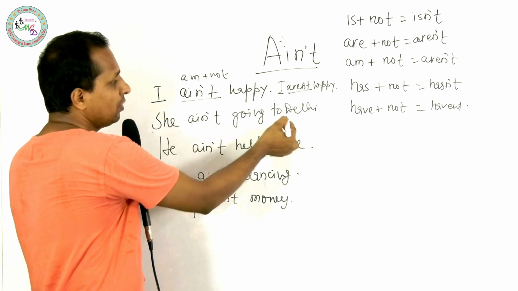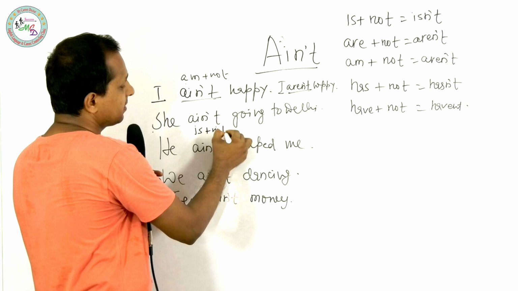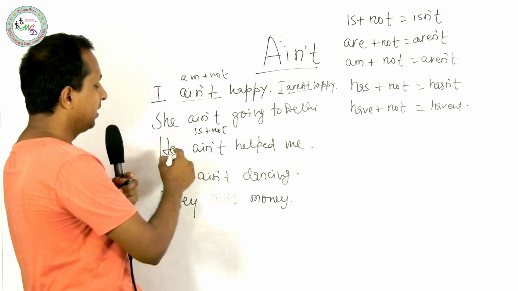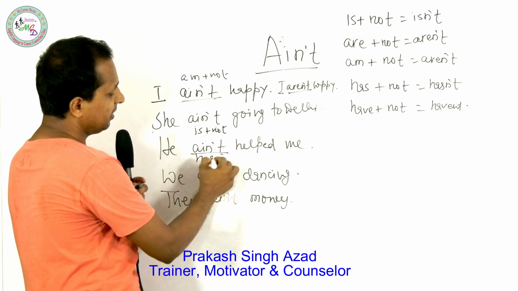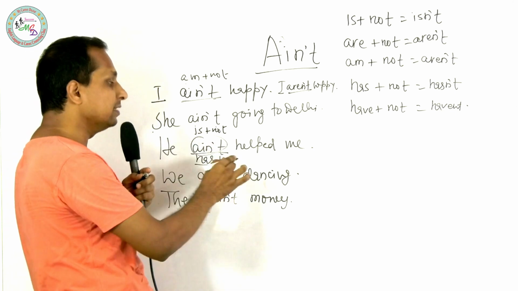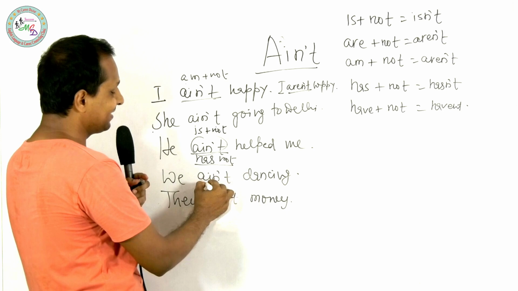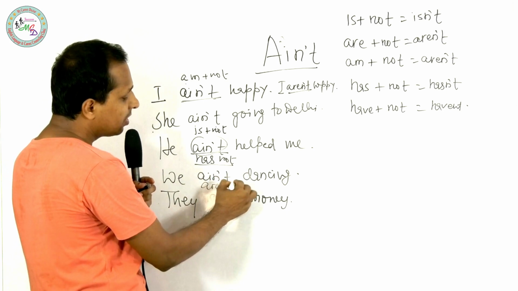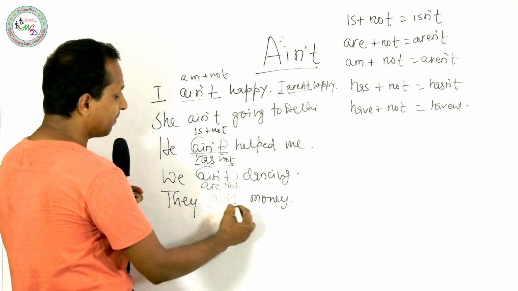She ain't going to Delhi means she is not going to Delhi. He ain't helped me means he has not helped me. Here has not means ain't. We ain't dancing. We are not dancing. They ain't money means they have no money.